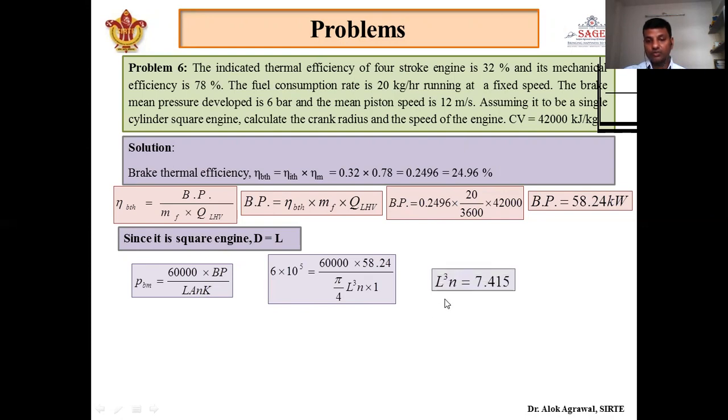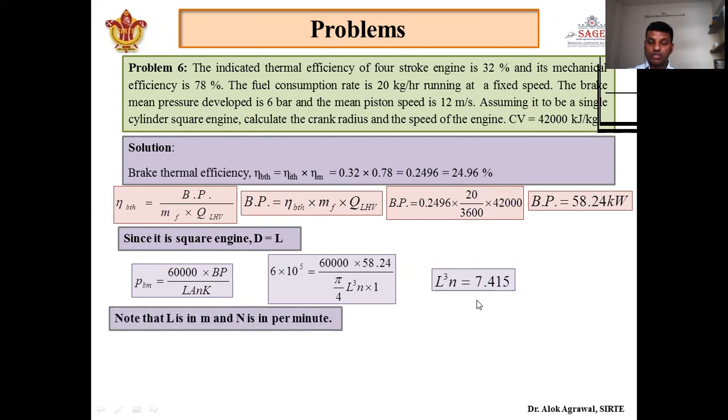So after solving this, we will get one equation, that is L cube into n is equal to 7 point something. It is given as a 4-stroke engine, but the speed of the engine is not given, so we cannot replace n by capital N by 2 yet, because capital N is also not known to us. If we want to replace it, we can replace it by capital N by 2, but again N is not known. Okay. So this is equation 1.